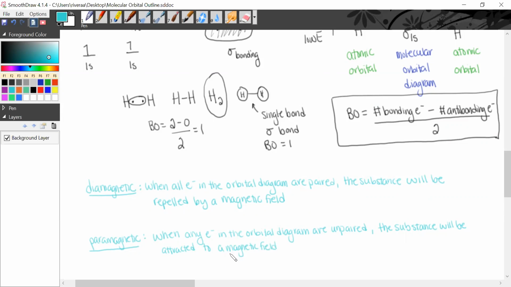And what's also kind of interesting about this, you guys, is the more unpaired electrons you have, the more attracted the substance is to the magnet. So it's like an extensive property. If you've got more and more unpaired electrons, the more magnetic that substance is.